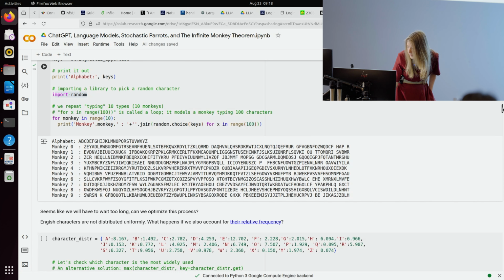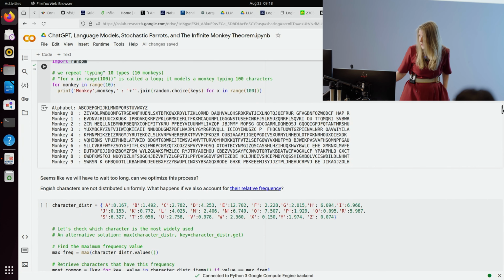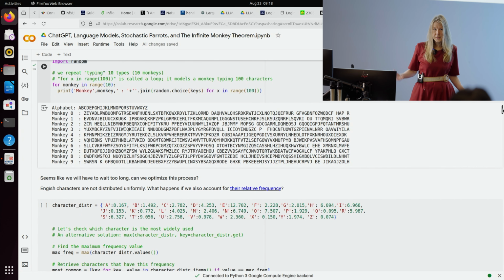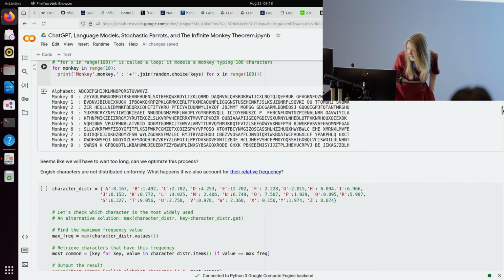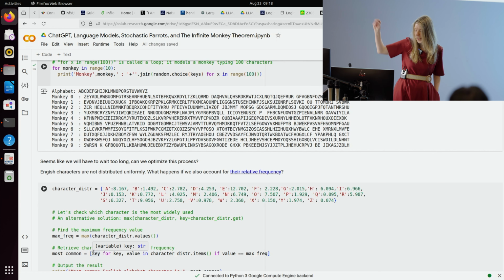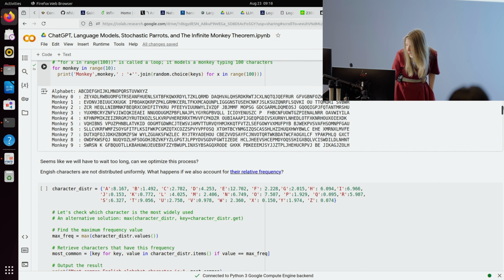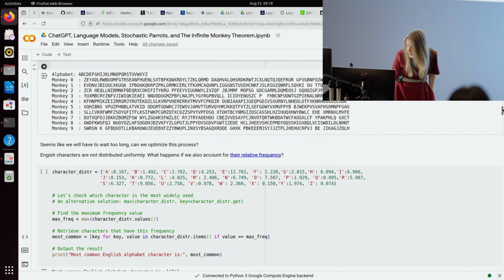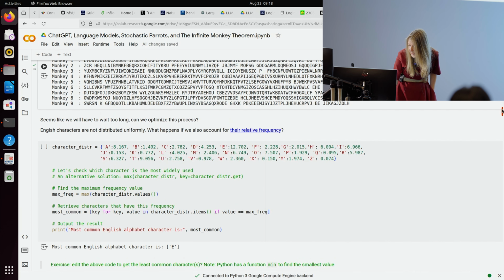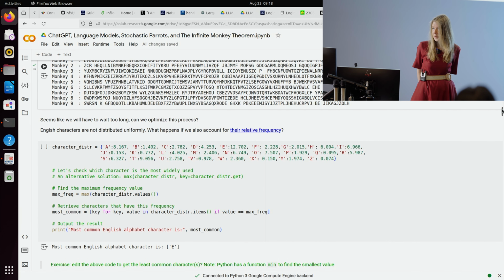Now we would like to ask, for instance, what is the most frequent character. How do we do that? We look at the values, pick up the maximum value, and then we look at the key that corresponds to that maximum value. This is what we are doing here. We take the max over the values and then pick up the key that corresponds to that value. As you answered already, the most frequent character in English is the character E.